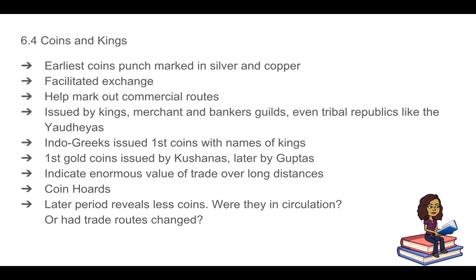Other scholars have argued that perhaps they were in circulation, and maybe the empires were stable, which is why the people did not have to hoard and hide the money. There are yet other scholars who say that maybe the trade routes had changed and we have not discovered those new trade routes. So perhaps an accidental find of coin hoards will actually redefine trade routes in the past.